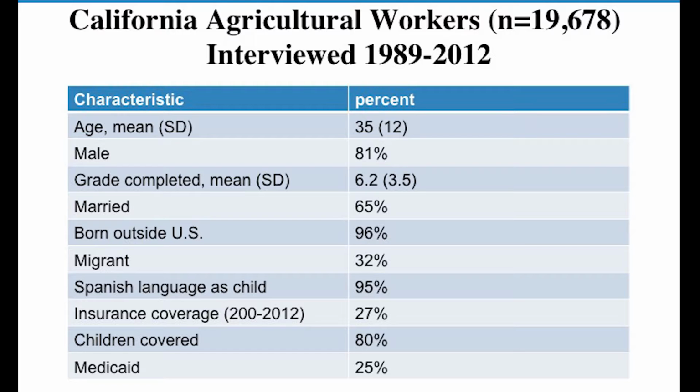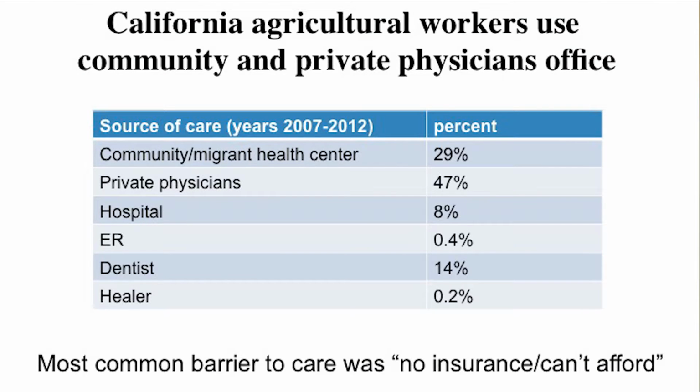This is the interesting part here. Community health centers, not too many out there, 29%. The majority of them get their care from private physicians, which is actually just like the majority of Americans; we don't get our care from community health centers, we get our care from the small private, commercial physicians. This is when they asked the farm workers where their last source of care was.